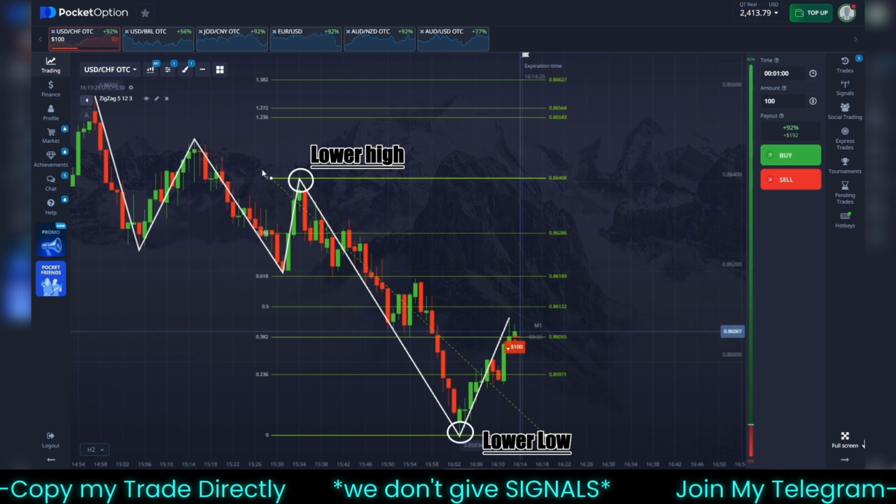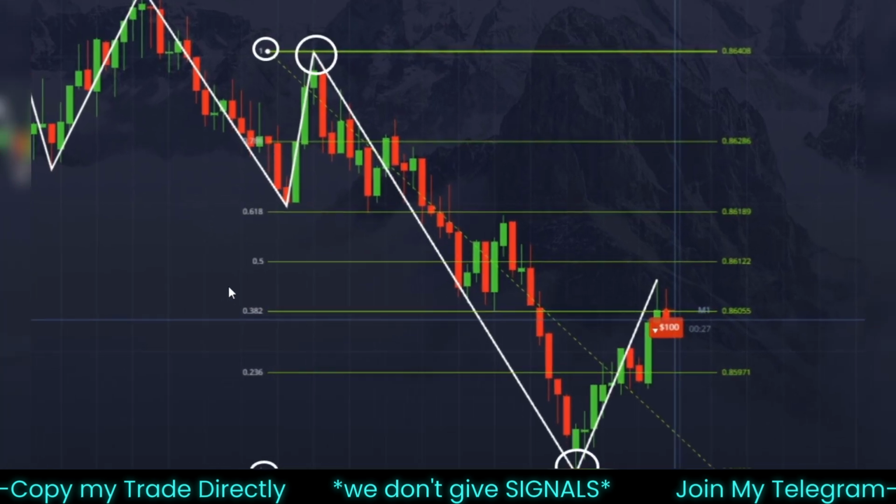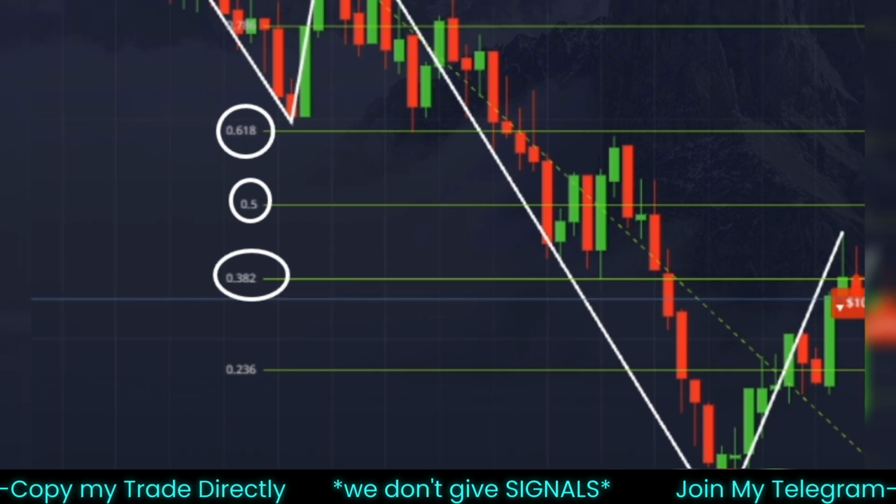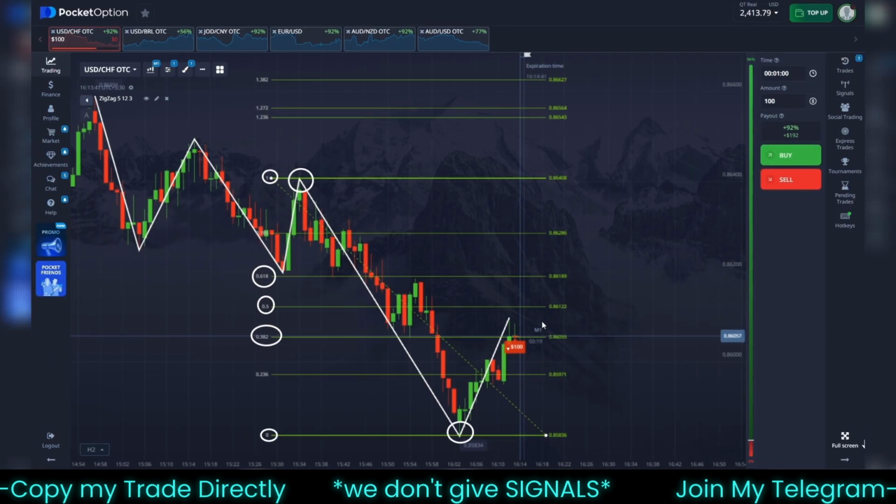So I kept the first number here and the 0 level here. And now what we have to do is check three things, which are the 0.382 level, the 0.5 level, and the 0.618 level. Only these three levels we have to see and ignore everything else.